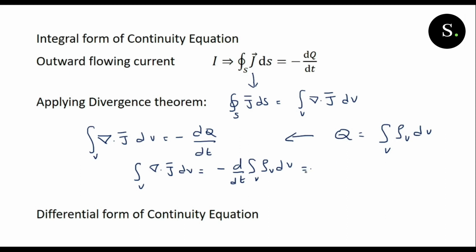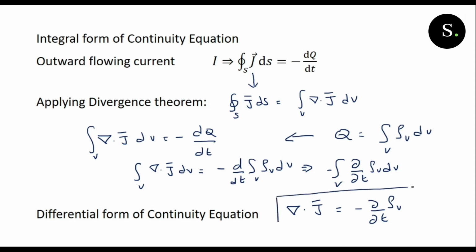Now, this can again be written as an expression in which, upon comparison, since you have the volume integral on both sides, it can be simplified as the divergence of current density being equal to the negative partial derivative of volume charge density with respect to time. This expression is what we refer to as the differential form of the continuity equation. More in the series to follow.